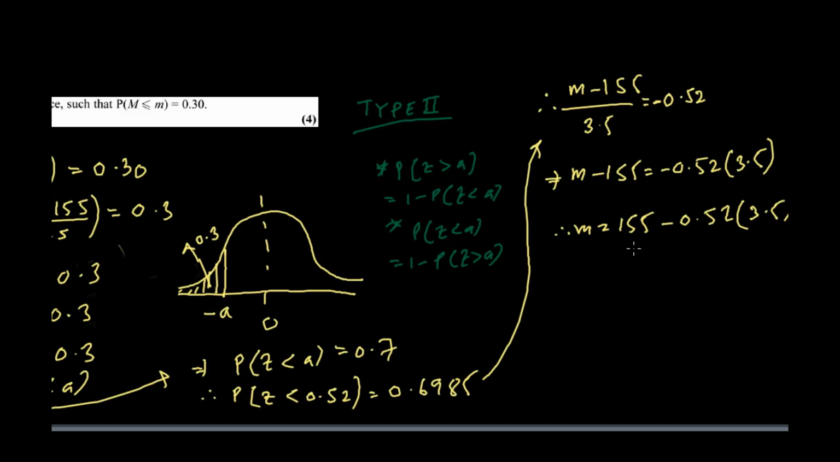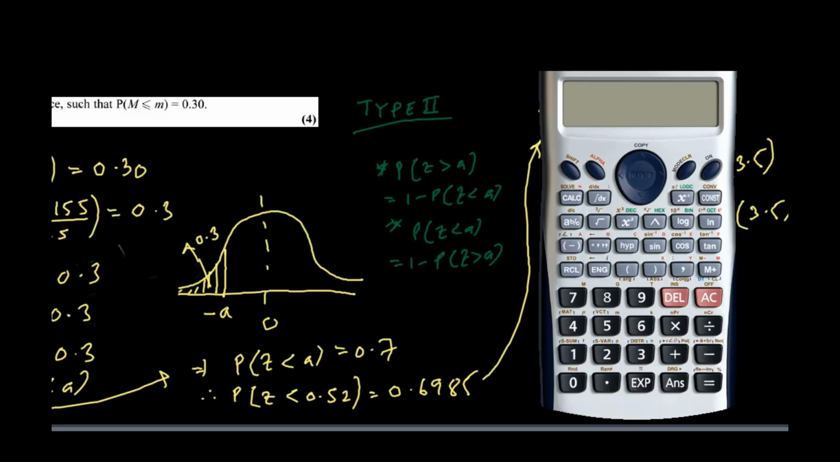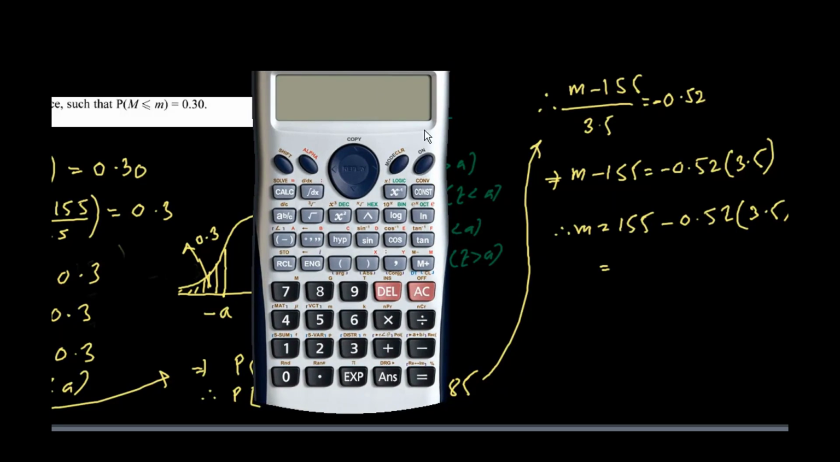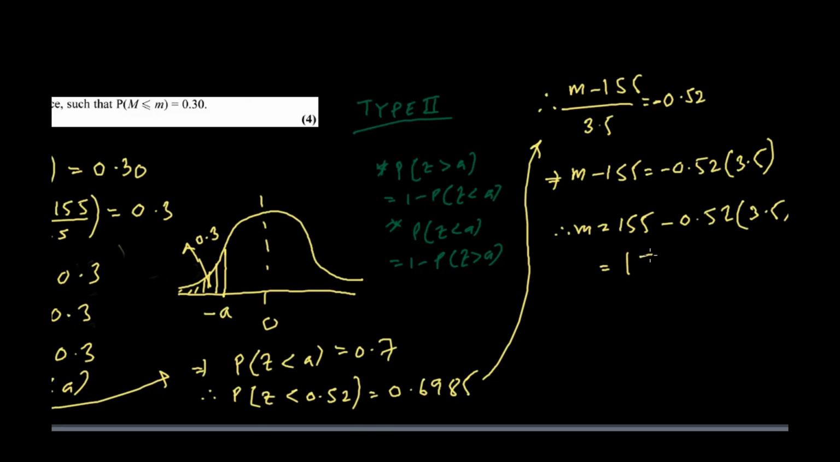Now let's do the calculation here. The calculation would be 155 minus 0.52 multiplied by 3.5. That would be 153.18. That is the value of m.